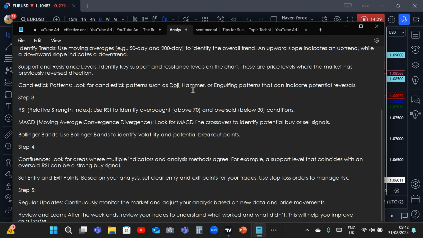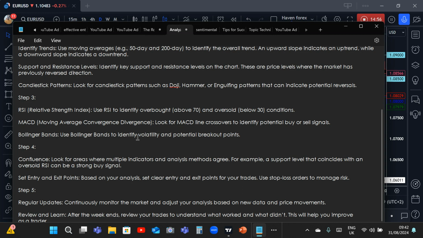And these are doji, hammer, and other patterns that can indicate potential reversal. Those are candlestick patterns that you should always watch for. All these ones are candlestick patterns, like the morning star and evening star. They form every time there is a change in trend, you will see that. When there's indecision, you see a doji.